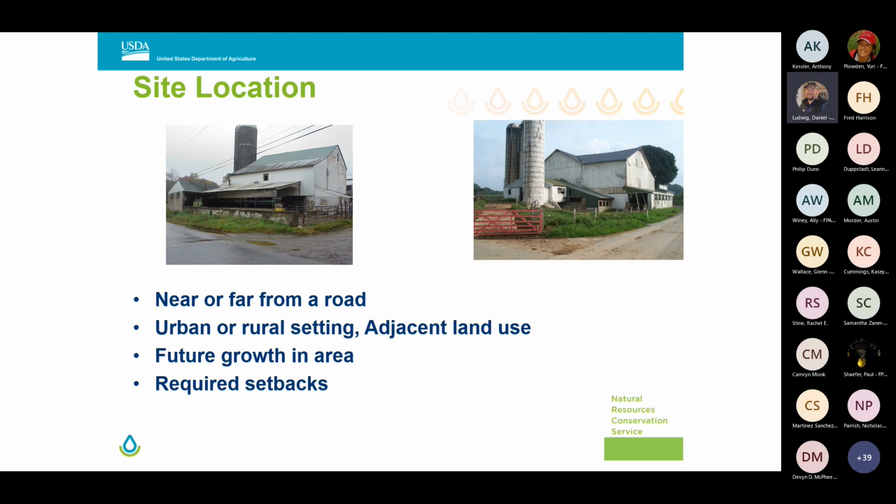We're also looking at future growth in the area. So again, what's the intent of the producer or the decision maker? Are they set in their size, or do we need to account for expansion in the future? And again, when we start looking at our practices, especially our ag waste practices, are there local township ordinances or regulations that have setbacks on how close certain practices can go to roads or property lines?